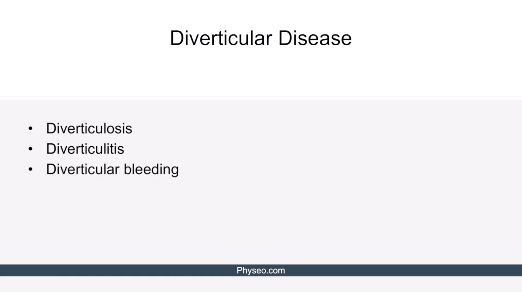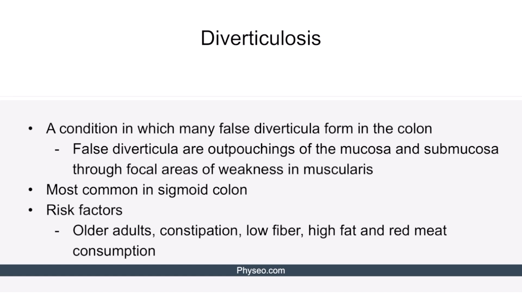So when we're talking about diverticular diseases, this includes diverticulosis and then diverticulitis, as well as bleeding of the diverticulum. Diverticulosis of the colon is a condition in which many false diverticula form. So they're outpouchings of the mucosa and the submucosa through these focal areas of weakness within the muscularis layer. And the area this most commonly occurs in is the sigmoid colon.